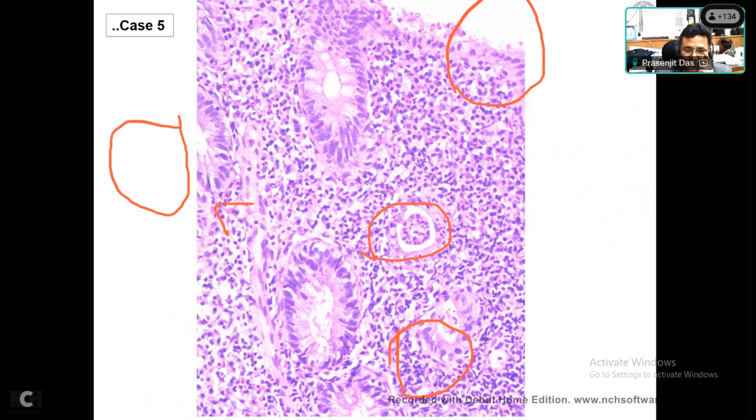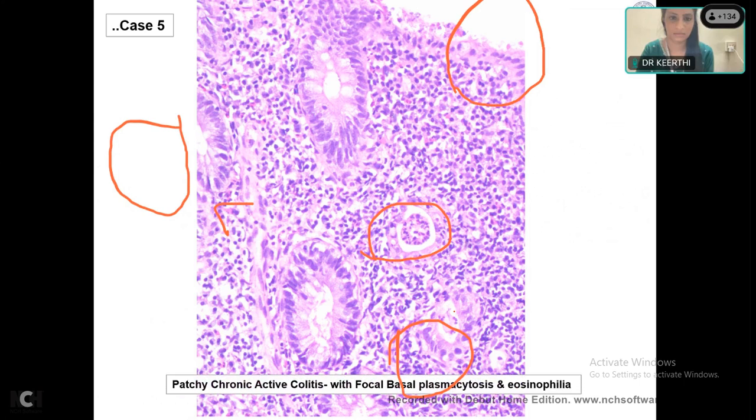So this is patchy. It was chronic. Now it is active also. So it is patchy chronic active colitis, and you also showed there is focal basal plasmacytosis and eosinophilia. So what do you think?